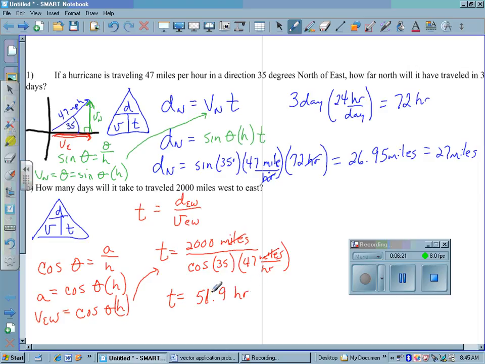But you don't want to know hours. The question up here asks how many days. So I've got to multiply by 1 day divided by 24 hours. Again, make sure you show all your work. And so my time will end up being 2.16 days, or with significant figures, 2.2 days.